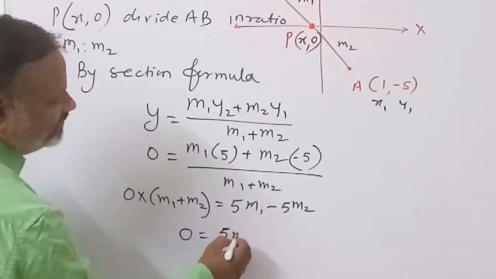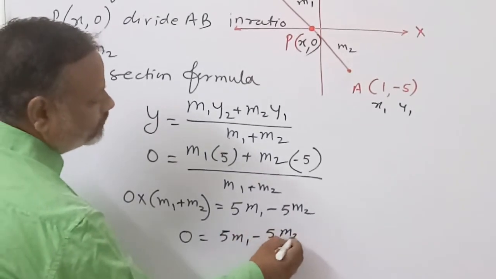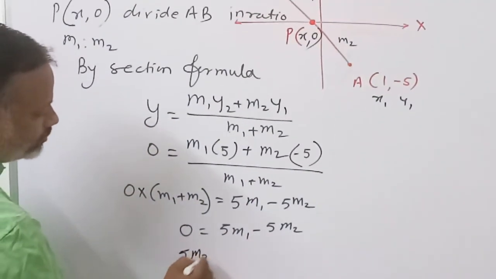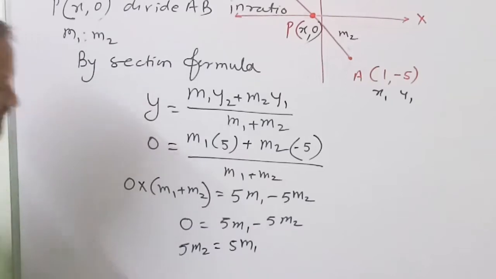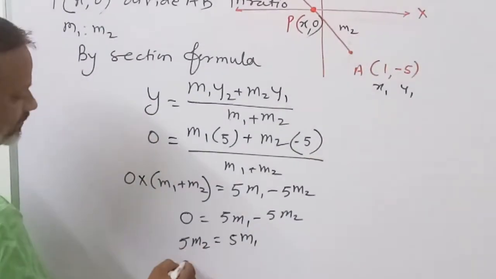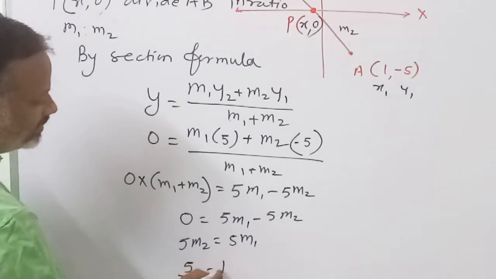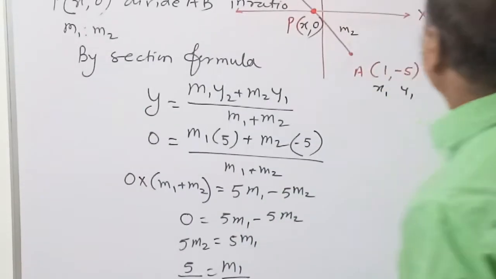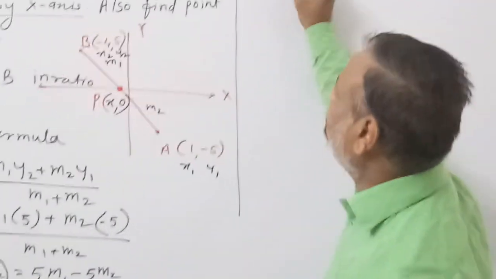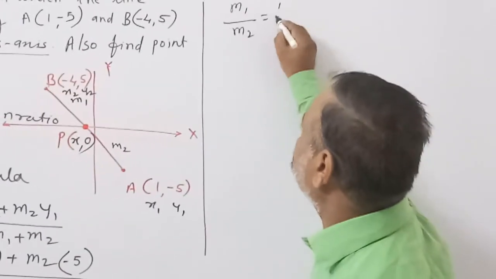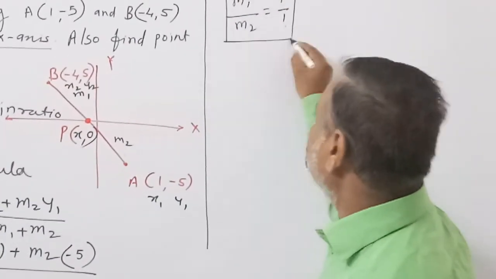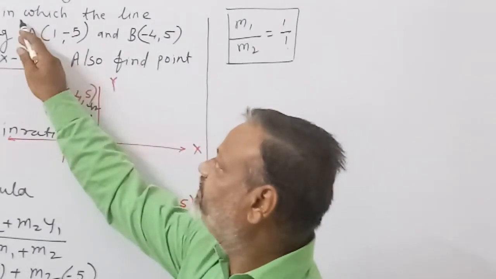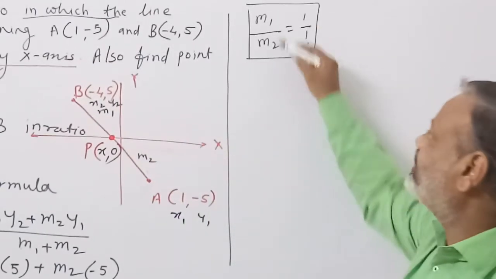Now 5m1 minus 5m2. m2 को ट्रांसफर करेंगे, प्लस आ जाएगा इधर, सो 5m2 इज इक्वल्स टू 5m1. ट्रांसफर करेंगे m2 को, सो व्हाट वी विल गेट, 5 अपॉन 5 इज इक्वल्स टू m1 अपॉन m2. 5 will get cancelled, what we will get here, m1 upon m2 is equal to 1 upon 1. So this becomes the ratio. Okay, means क्या मिला आपको, रेशियो कौन सा मिला, m1 upon m2 is equal to 1 upon 1.